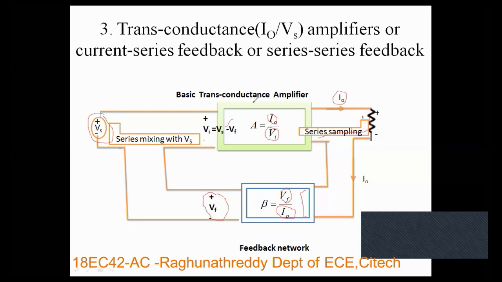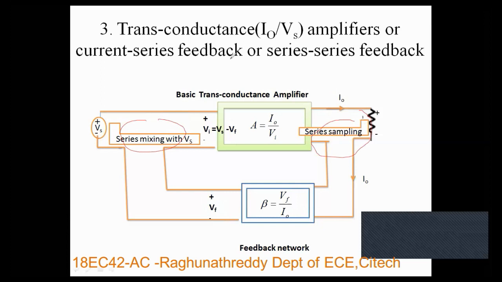Now why it is called current series feedback: because the output quantity is current and series mixing is at the input side, hence it is called current series feedback. Another name of this one is series amplifier or series feedback, because there is series connection in the input side and series connection in the output side, hence it is series feedback.